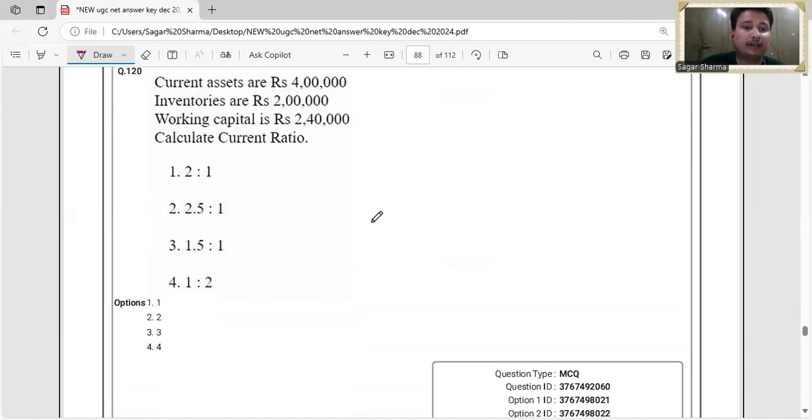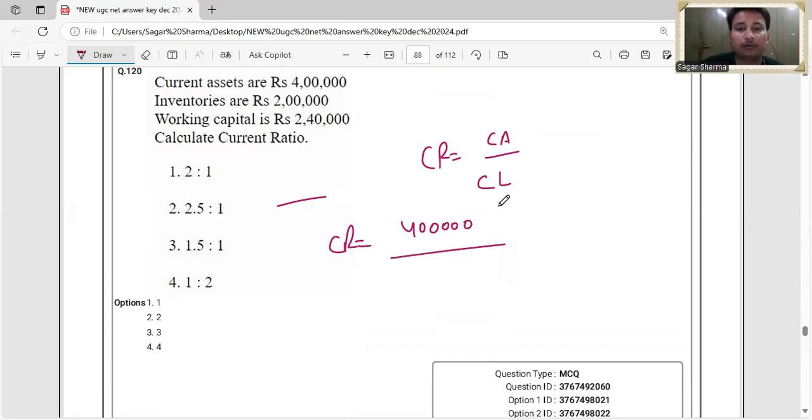Now you have to calculate the current ratio. What is the formula of current ratio? Current ratio is current assets upon current liability. So you have given working capital, inventories, current assets. Can you calculate? Now see, current ratio you have to calculate. Current assets you have given 4 lakh, but you don't know current liabilities. How will you calculate current liabilities? Because working capital is equal to current assets minus current liability.